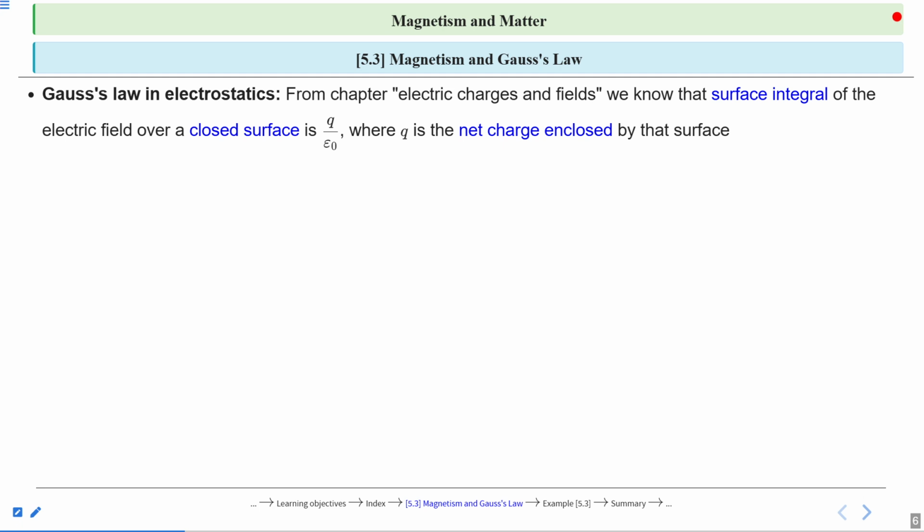ds is the surface area of a small area element. Okay, so closed integral E dot ds is equal to Q by epsilon naught. This Gauss law we have studied in electrostatics. So the surface integral of the electric field over a closed surface is Q by epsilon naught, where Q is the net charge enclosed by the surface. Mathematically, Gauss law in electrostatics is defined as closed integral E vector dot ds vector equal to Q by epsilon naught.